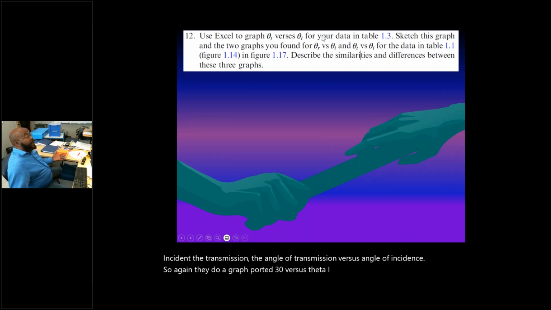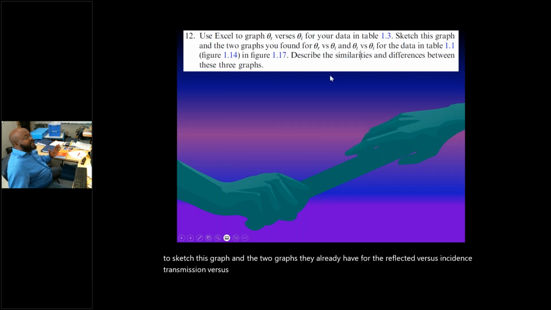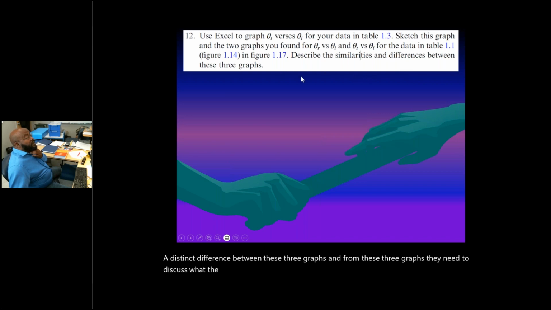They get a nonlinear graph, and they need to sketch this graph and the two graphs they already have, the reflected versus incidence and transmission versus incidence, and they see a distinct difference between these three graphs. And from these three graphs, they need to discuss the similarities and differences.